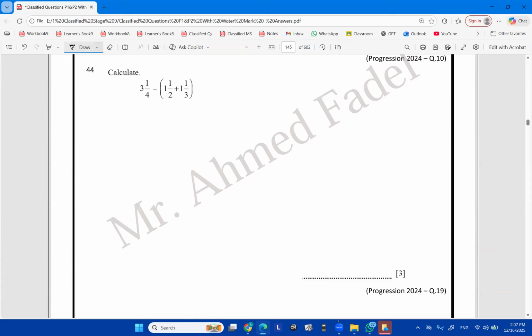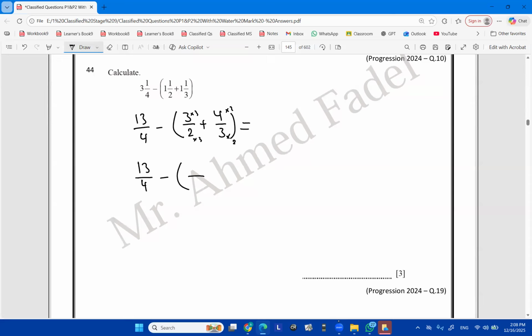So calculate here. Convert into an improper fraction, it becomes 13 over 4 minus 2 times 1 is 2 plus 1 is 3 over 2, plus 3 times 1 is 3 plus 1 is 4 over 3. Equals 13 over 4 minus 3 over 2 plus 4 over 3. I need to make the denominators the same. Okay, let's do it. Here it is going to become times 3 up, times 3 down. Here times 2 up, times 2 down.